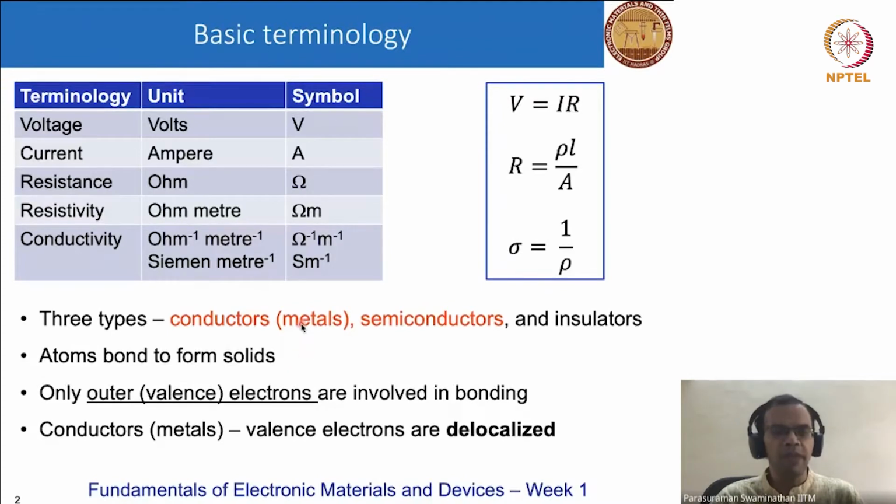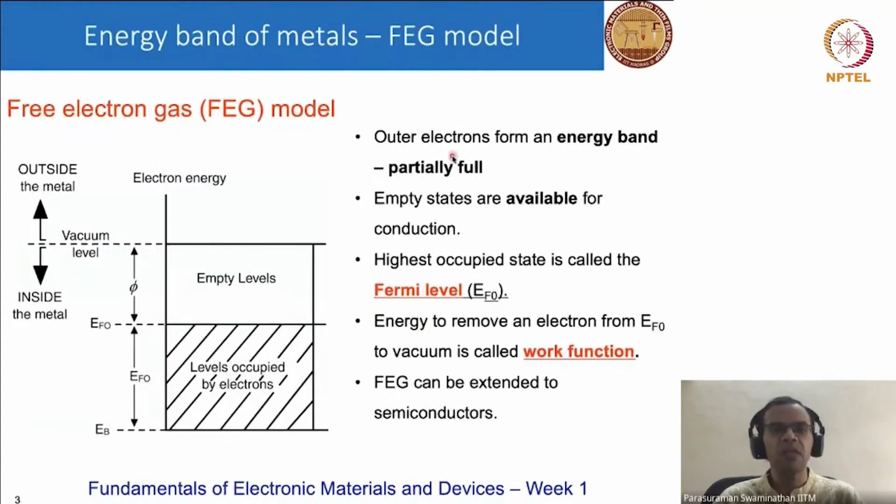We started off with metals, and we say that metals have very good electrical conductivity or very low resistivity. To understand this, we said that the valence electrons in a metal are completely delocalized. These electrons are then free to move in the solid, and when these electrons come together, they form an energy band. This band for metals is called the free electron gas model or the FEG model, which describes the energy band in a metal. So these energy bands are partially full.